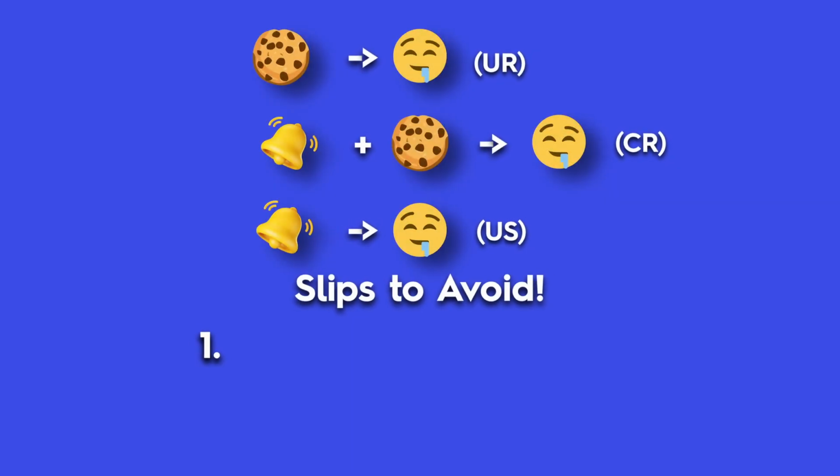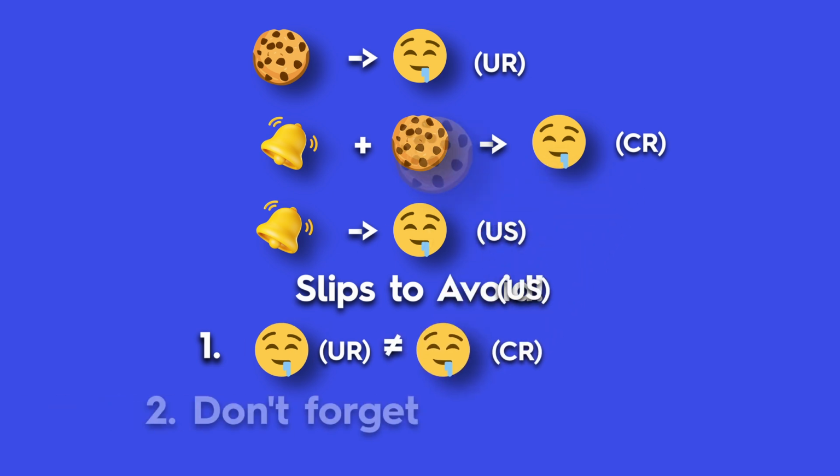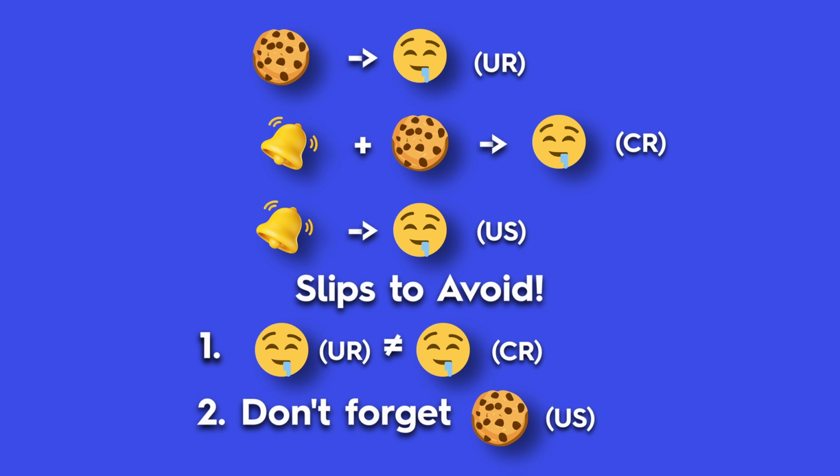Learners often trip up here. Two common slips are mixing up the UR with the CR and forgetting to identify the US, the original cause of the natural reaction. Keeping these clear makes the whole process much easier to follow.